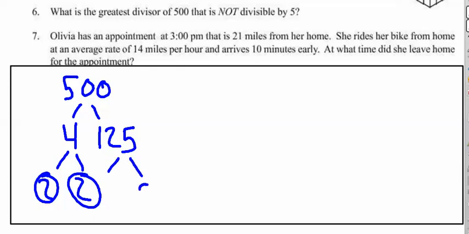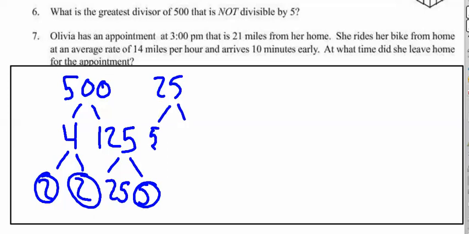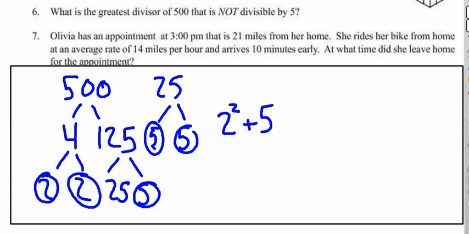125 we can break into 5, which is a prime number, and 25. So 25 we can further factorize, and 5 goes into 25 twice, so those are both prime. Then we have to reorder all the values and square what we can. So we have 2 squared times 5 to the third. This is our factorization, but we're not done with the problem yet.